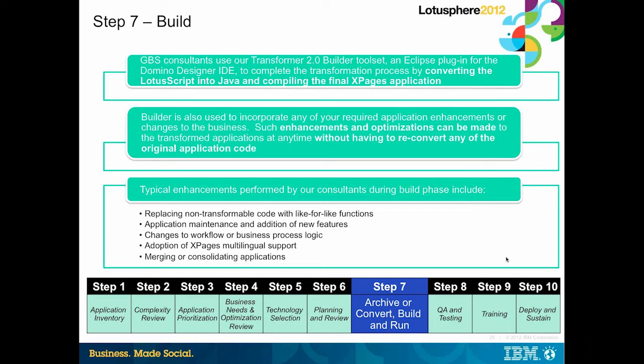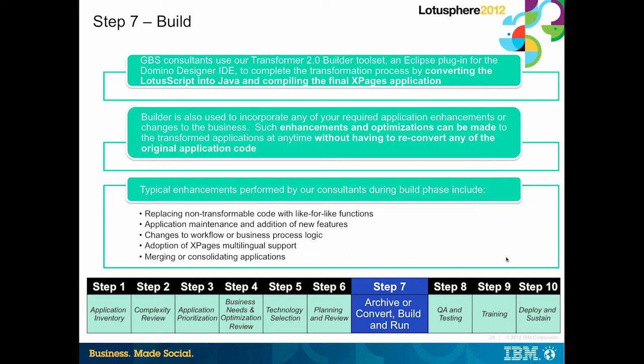Then we come in and consult with you, and then our service engineers are responsible for taking the converted application from the conversion percentage, anywhere from 70 to 100, and then flushing that out. We're going to do things like replace non-transformable code with like-for-like functions.